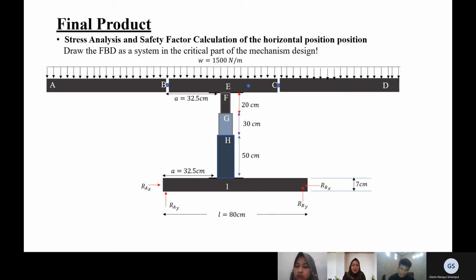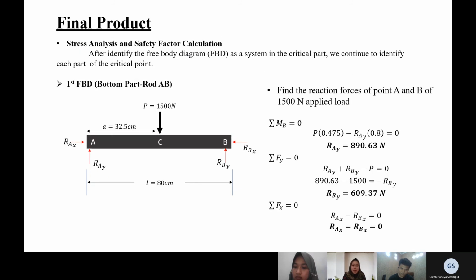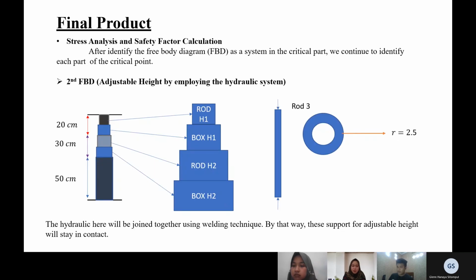Next, here is the free body diagram of the system in the horizontal position, which is the 180 degree position. Next, here is the first free body diagram, which is the base of the design. We have 1,500 Newton, and then we can determine the reaction forces, which are RBY 609.37 Newton and RAY 890.63 Newton. Next will be explained by Glenn.